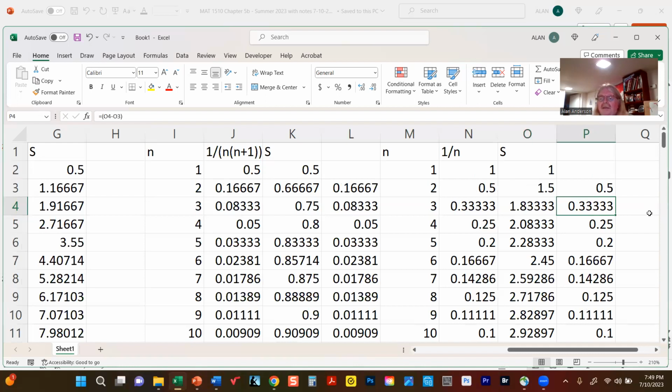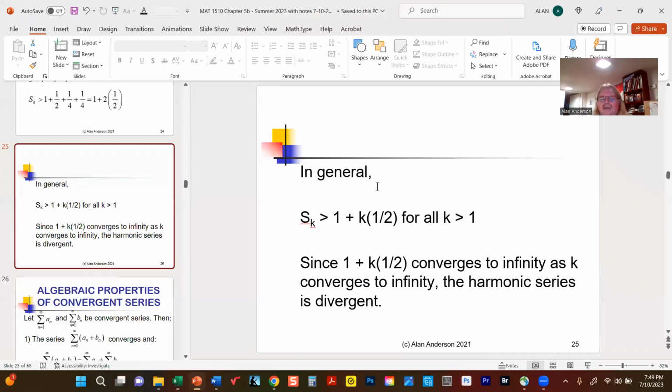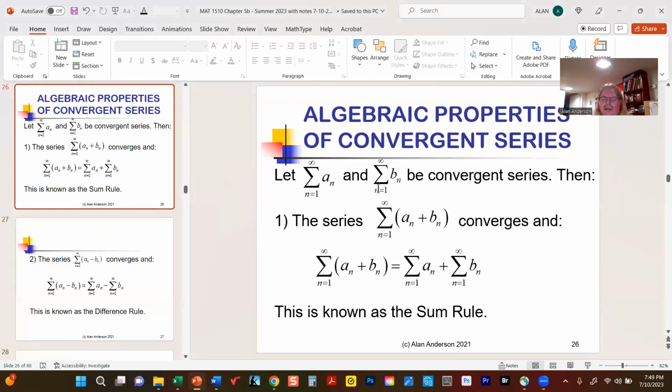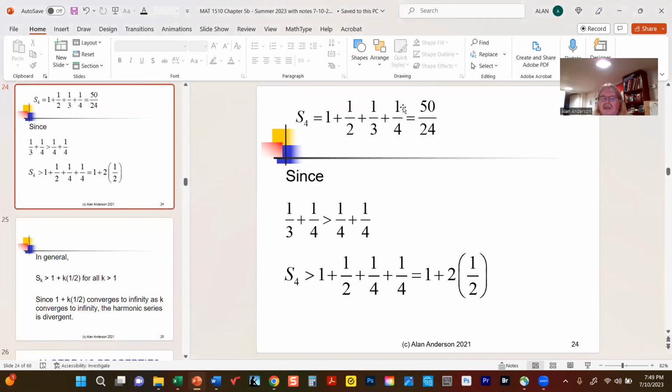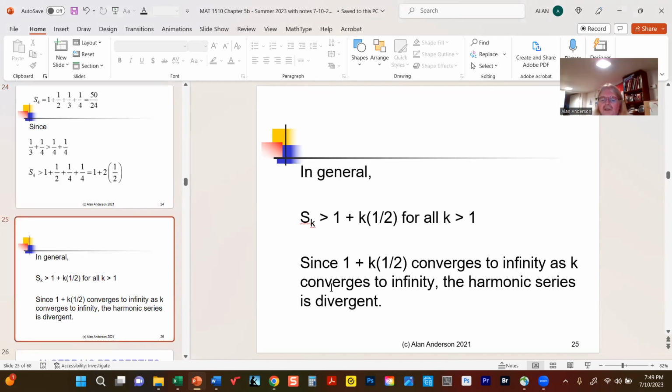I don't know. I thought it might be a good idea. I guess maybe not. But anyway, what you can see by this same technique we had before, it should be clear that S_K is greater than 1 over K times 1/2, which means that there is no upper limit to how far the sum can go.